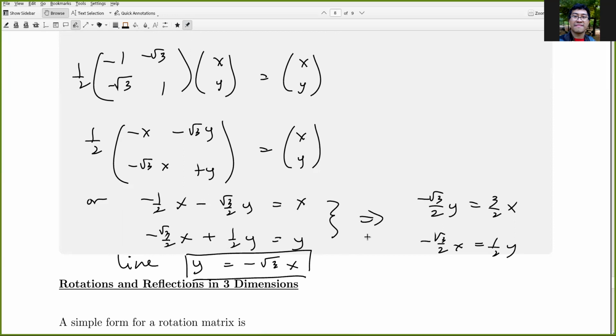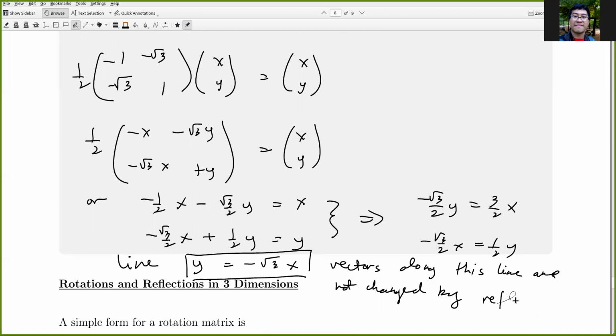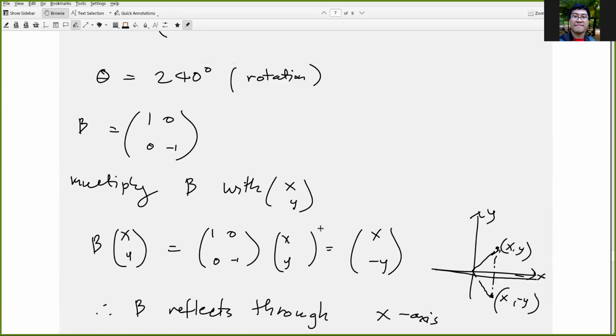So vectors along this line are not changed by reflection. So a plane perpendicular to the xy plane passing through y equals minus square root of 3x is our reflection plane. We can do the same for matrix D.